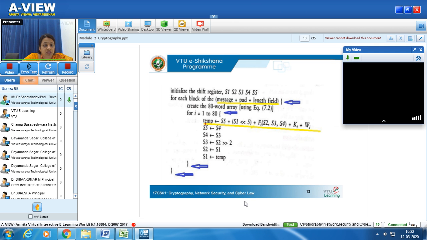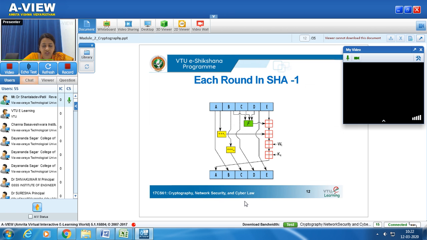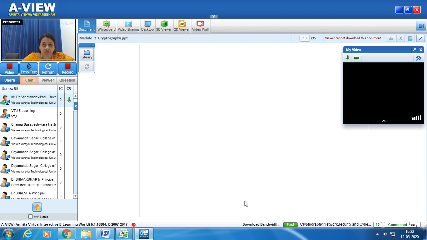We have represented these as A, B, C, D, E, but over here it is represented in terms of registers S1, S2, S3, S4 and S5. S1 represents A, S2 represents B, S3 represents C, S4 represents D and S5 represents E. So over here, I'm adding a constant to the output, and also I'm adding a word. We can refer to this diagram for clarity.